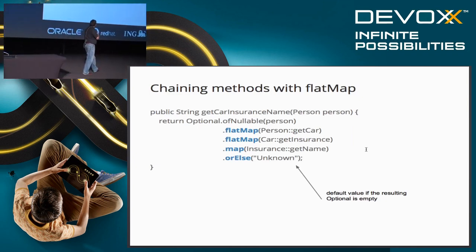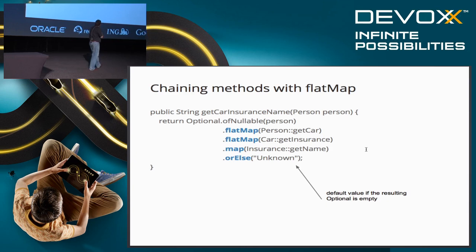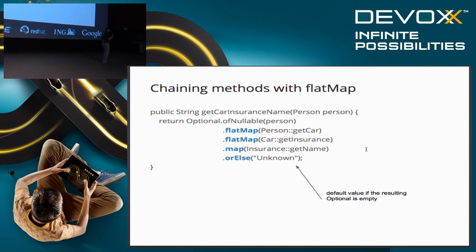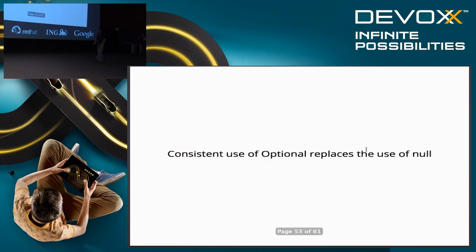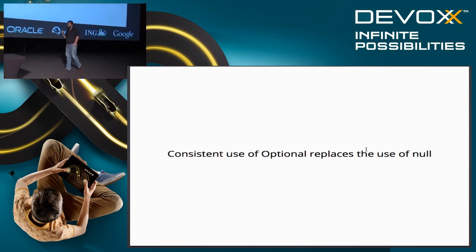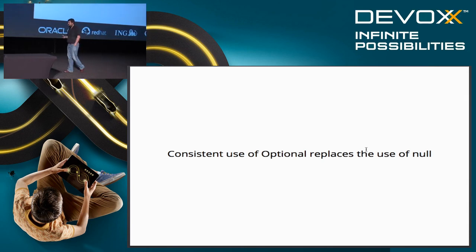So our refactored code now takes a nullable person, flat maps them into their car, flat maps that car into its insurance policy, maps the policy into its name, and then if we're in a situation where there's no value in there, it provides a default value of an unknown policy. Okay? So in this case, we've learned that consistent use of the optional data type replaces uses of nulls, reduces bugs, and makes it easier to read and understand code, documents it explicitly.